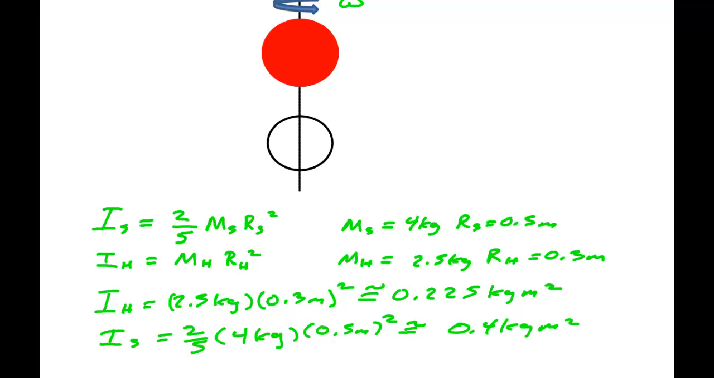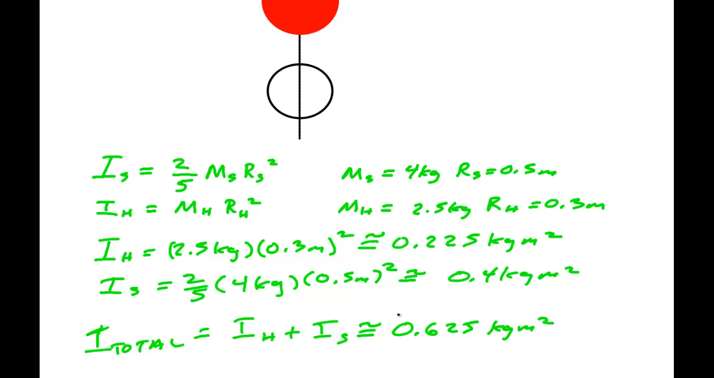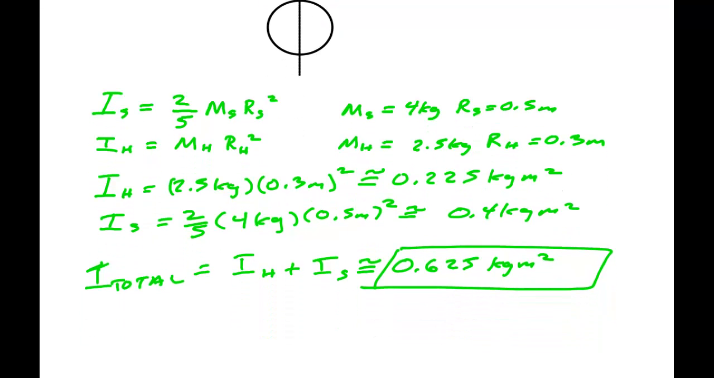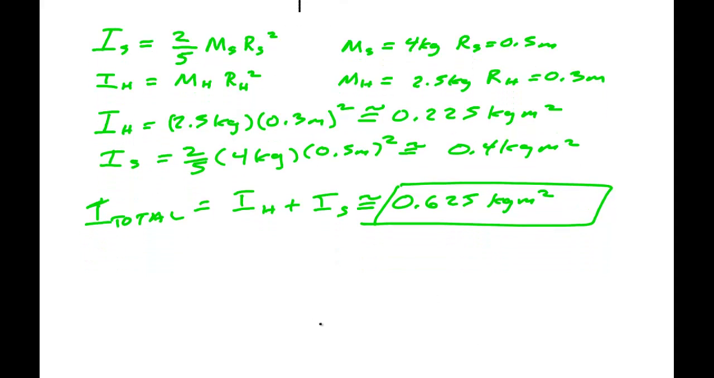Find the total. I total is equal to I hoop plus I sphere, and that's 0.625 kilogram meter squared. Easy. No calculus, no fuss, no muss, because it's in our table and it's on the center of mass axis. So if they're in your table in Giancoli, life's pretty simple to handle these objects. In fact, it's easier than handling small little objects, small little balls that you have to add up.